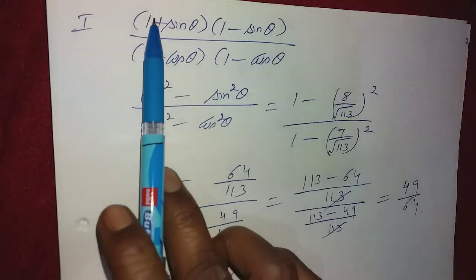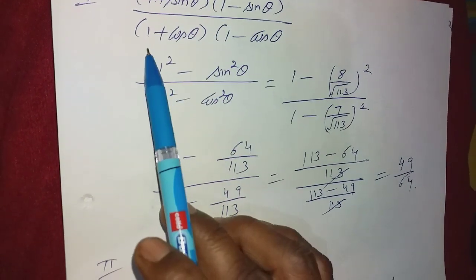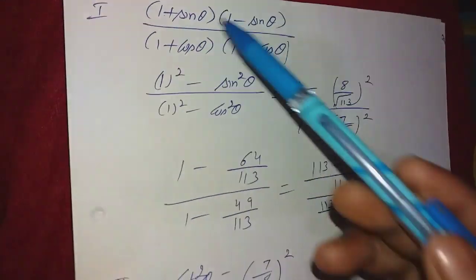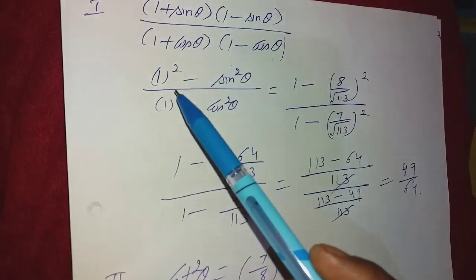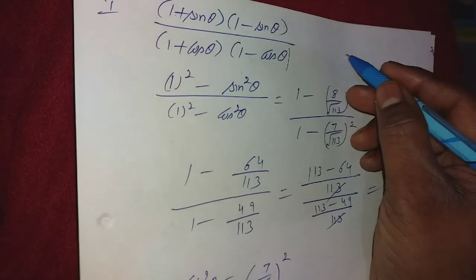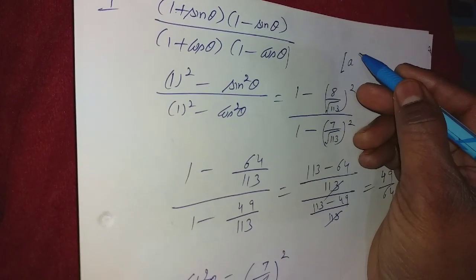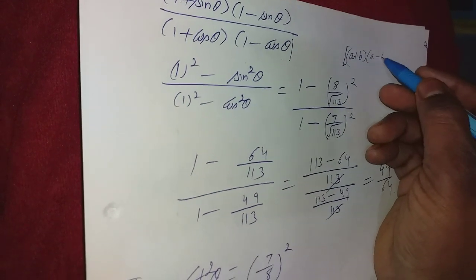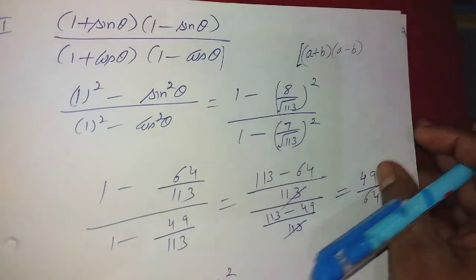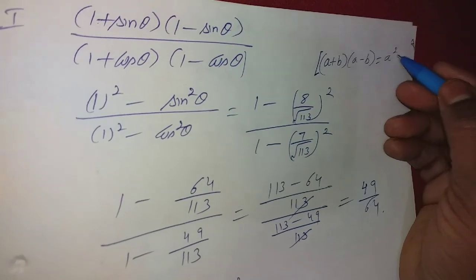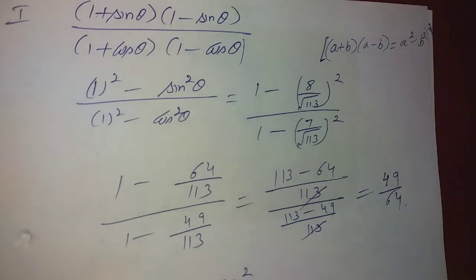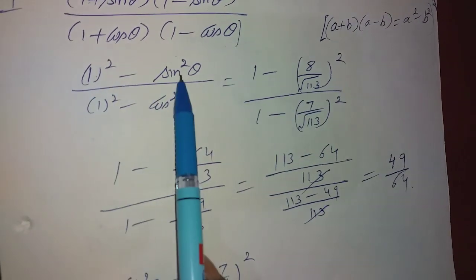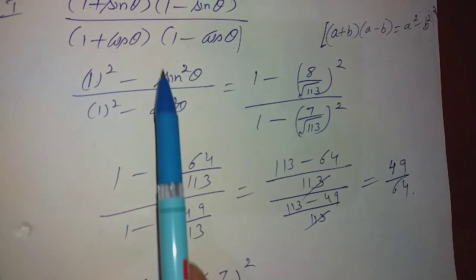So now the first part, (1 plus sine)(1 minus sine) upon (1 plus cos)(1 minus cos). So you have the values of sine. Now first it is becoming a formula. We know (a plus b)(a minus b) is a square minus b square. So we will use this identity here, a square minus b square. A is 1, b is sine.